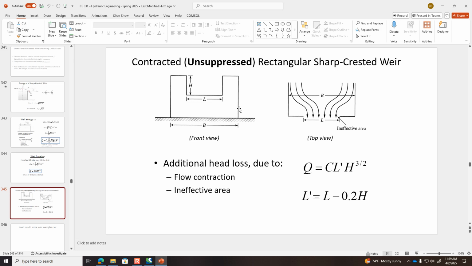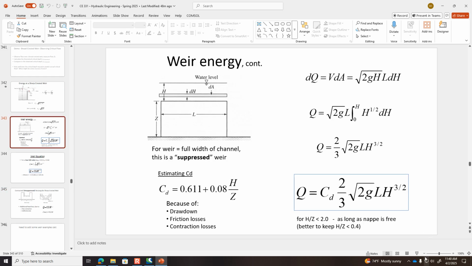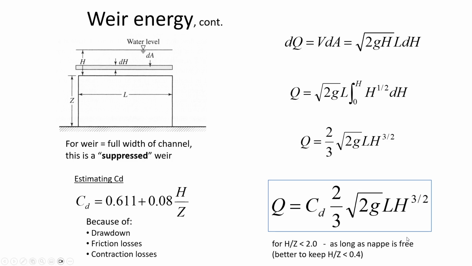So if we had a river that's flowing, this is a top view. So here's the water flowing from a river, and so then the water's flowing over the edge here. So if the river channel is very wide, but the width of the weir is less wide than the river, then that's contracted or unsuppressed. So this, suppressed, means that the water's flowing over the entire width of the channel.